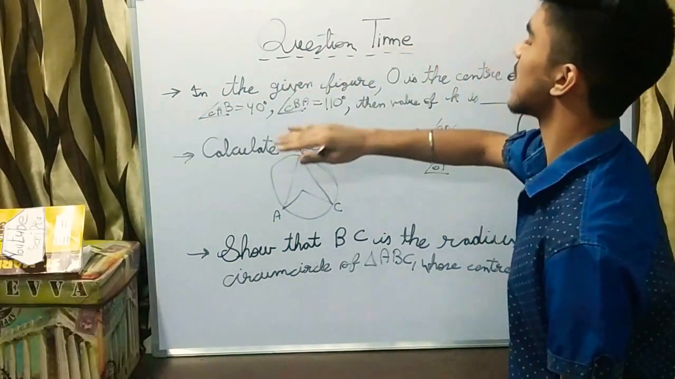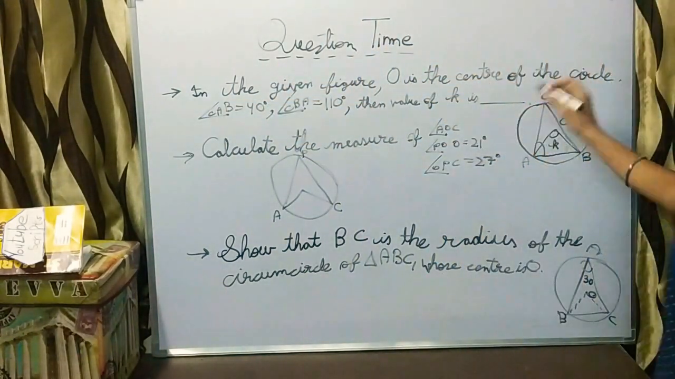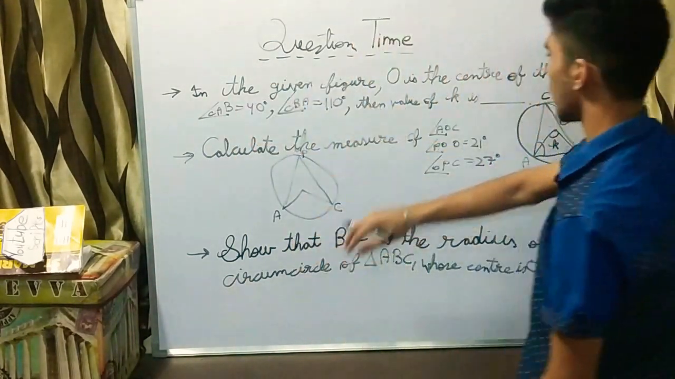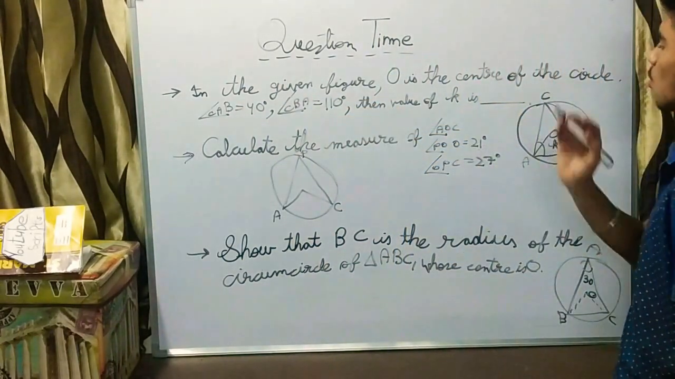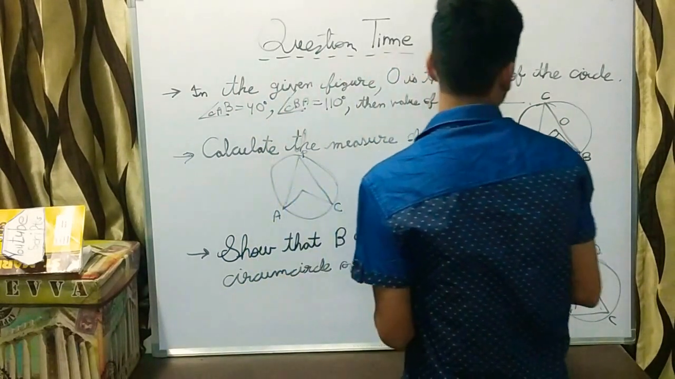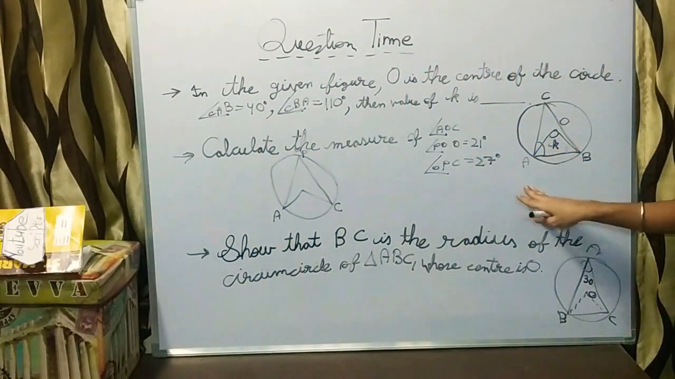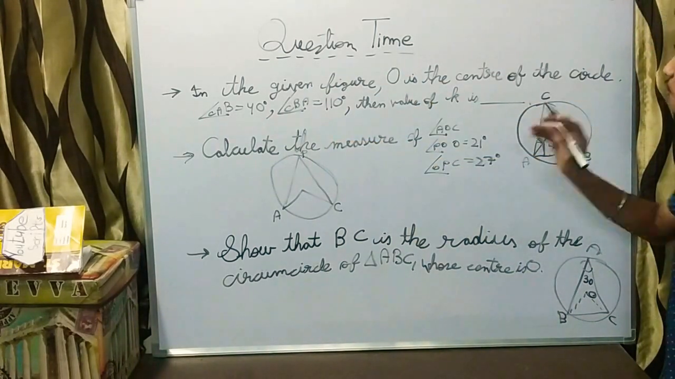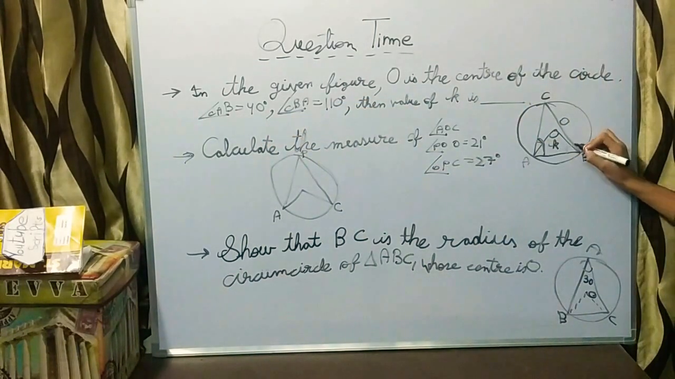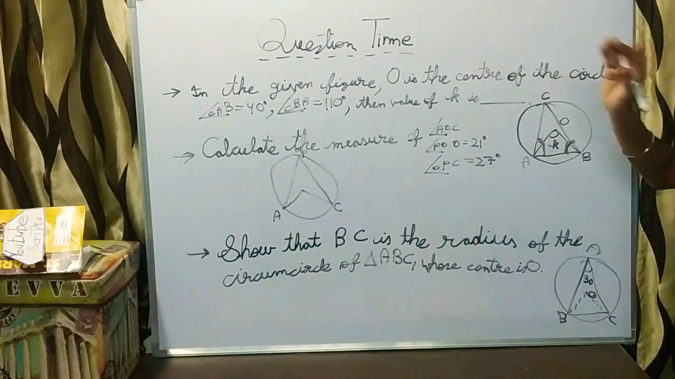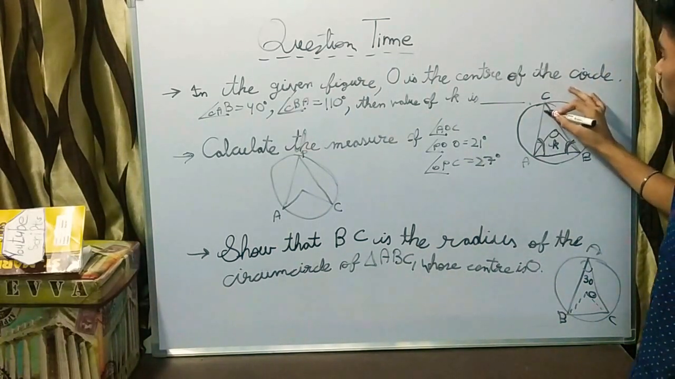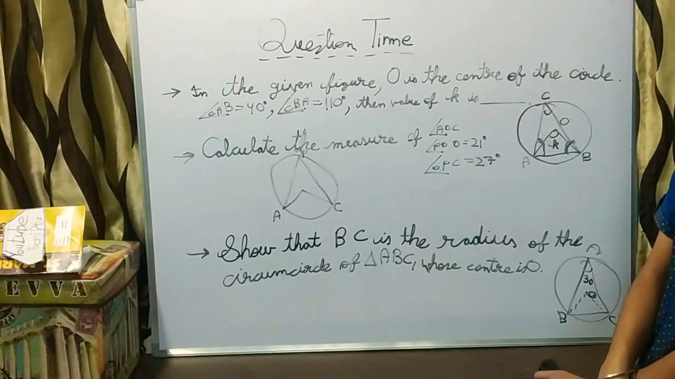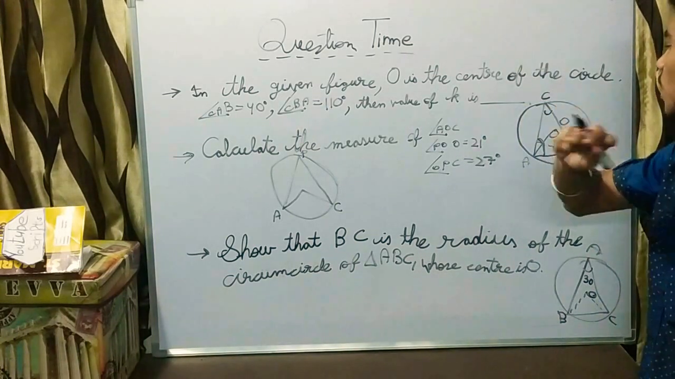The first question says that in the given figure, O is the center of the circle, angle CAB is equal to 40 degrees, angle CBA is equal to 110 degrees. Let me make the figure. So angle CAB is equal to 40 degrees, angle CBA is equal to 110 degrees. Now, can we apply the angle sum property to identify this angle? It would be equal to 30 degrees.